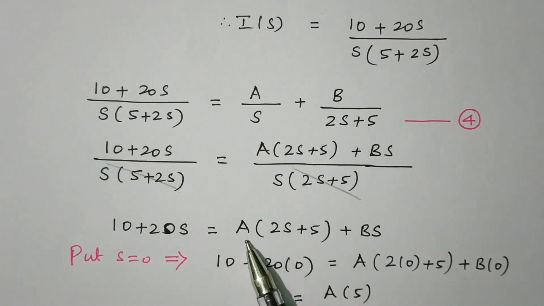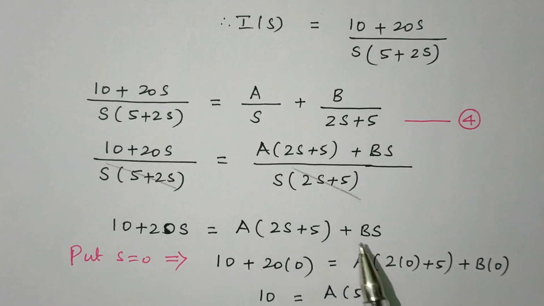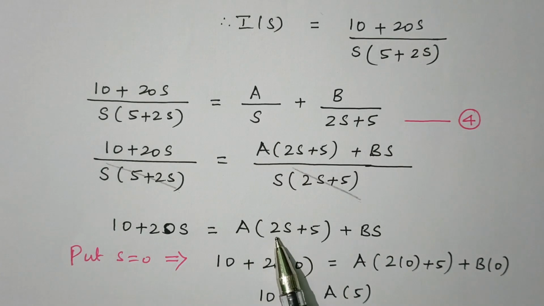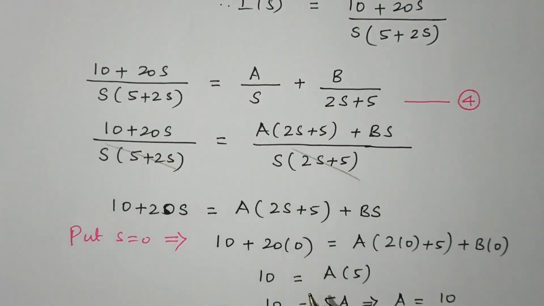Next our aim is to find the values of A and B, so that we can go for inverse Laplace. How to find the A and B values? From this expression itself we can identify. If you substitute s equal to 0, this term is 0, so that we can find the A value. Similarly, if you substitute 2s plus 5 equal to 0, so that s equal to minus 5 by 2, this term becomes 0, so that we can find the B value. Based on that, first we will substitute s equal to 0.